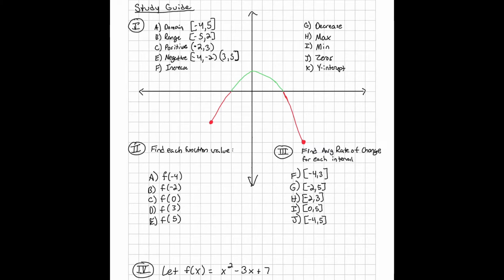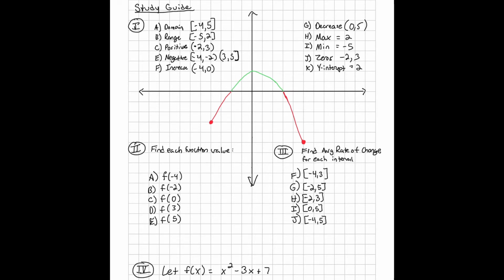Alright, it increases, it goes uphill from -4 to 0. It decreases from 0 to 5. Has a maximum value of 2. Has a minimum value of -5. The zeros are -2 and 3. The y-intercept equals 2. Alright.